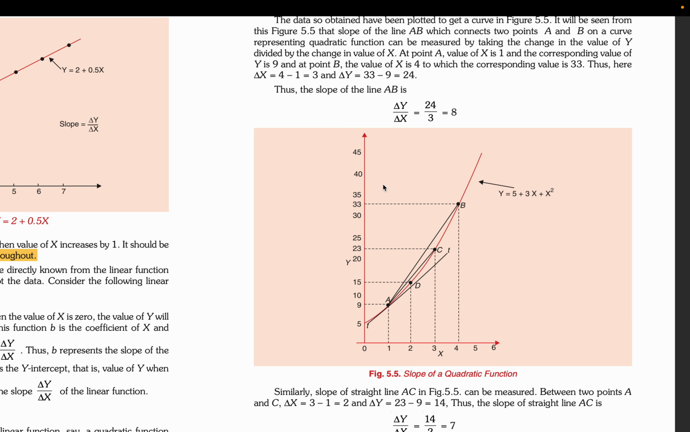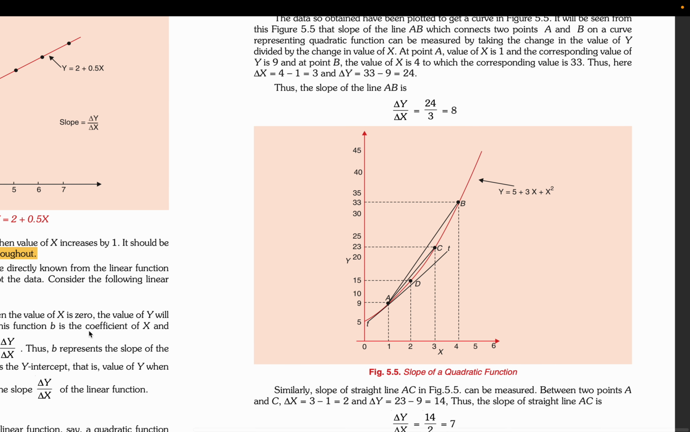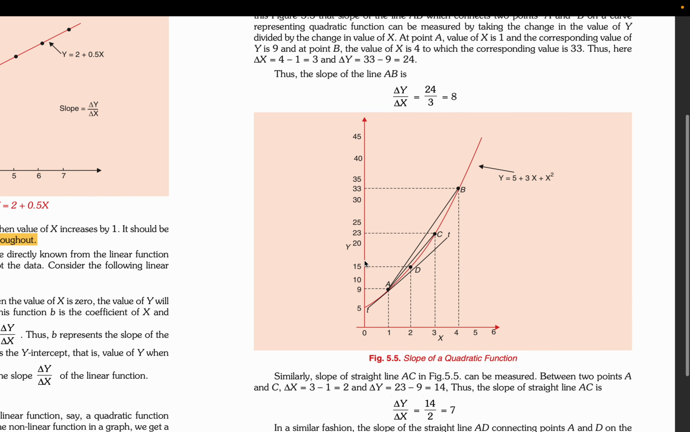We're assuming the value at A is 1, because we ourselves determined that A is actually this point. So at point A, the value of x is 1 and the corresponding value of y is 9, and at point B the value of x is 4 and the value of y is 33. So just put it in this formula, which is delta y upon delta x, just like we studied here. And the formula of slope is not going to change just because the function changes.